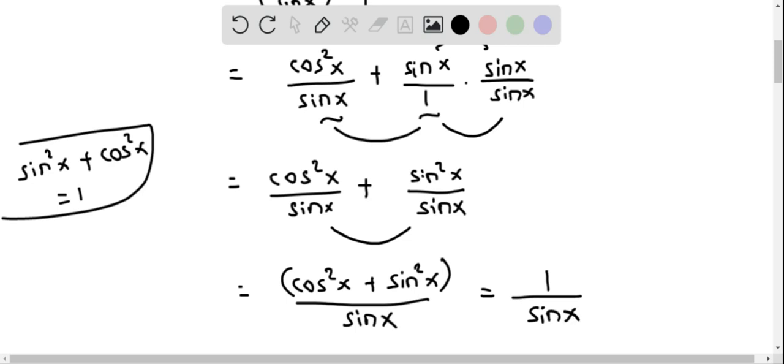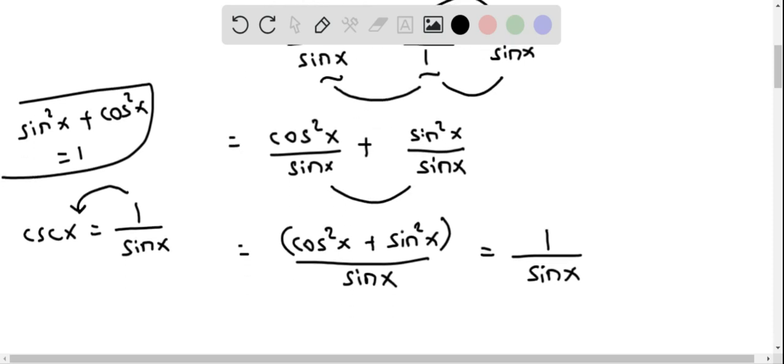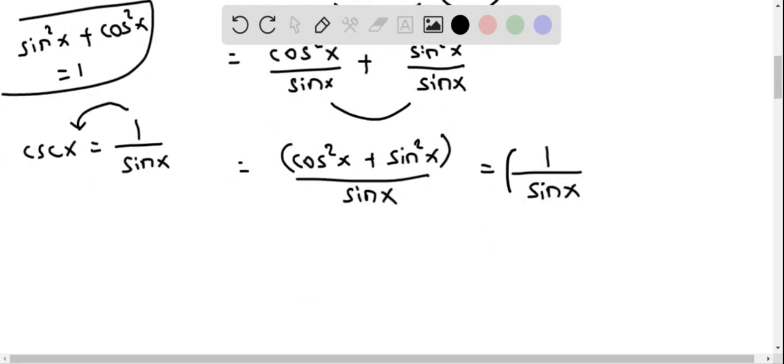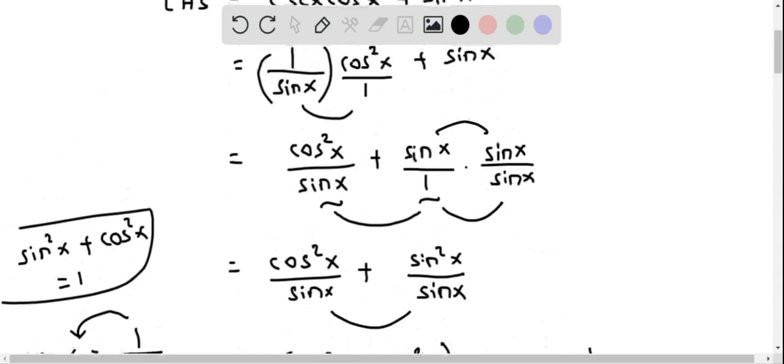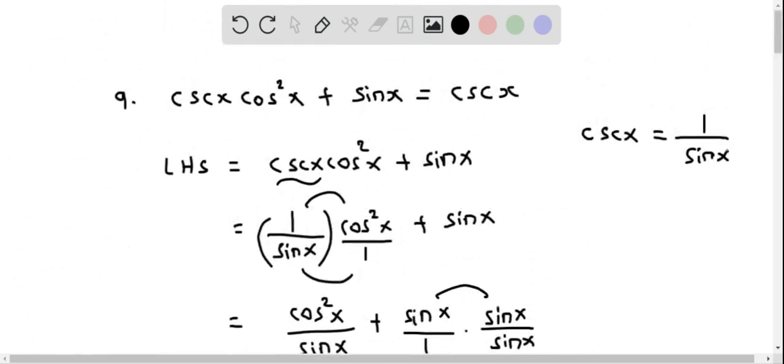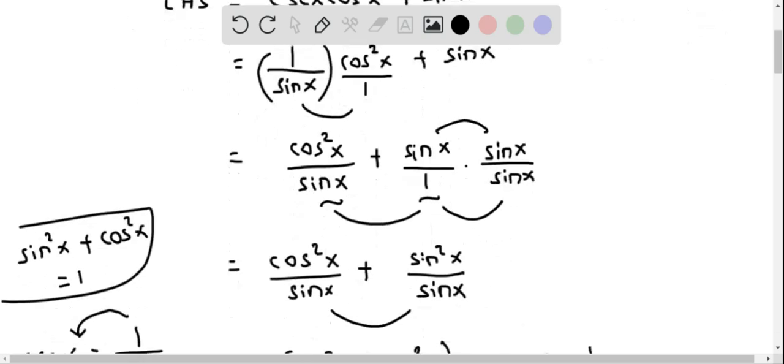Now we have one of the reciprocal identities, that is cosecant x equals 1 over sin x, or otherwise we see that 1 over sin x equals cosecant x. So therefore now I can replace this expression, that is 1 over sin x, and this equals cosecant x. And clearly if you look at the given trigonometric identity, this is identical to the right side expression cosecant x.